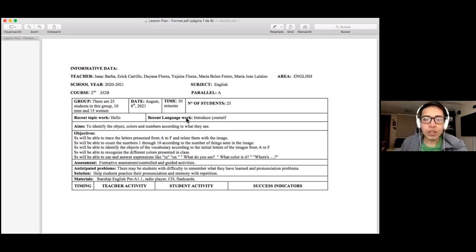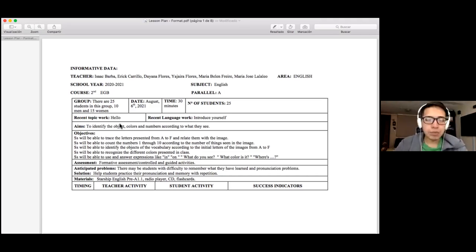The framework that we chose for this lesson plan is PPP. Why PPP? Because first we have the presentation of the new language in which the class will develop. Then the practice: students will be in a controlled practice with the language and topic that we will introduce in the class. And finally, production, where the students will use the language in a practical way in an activity that we will present during the class.